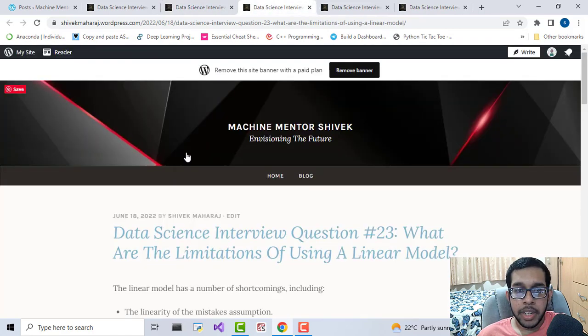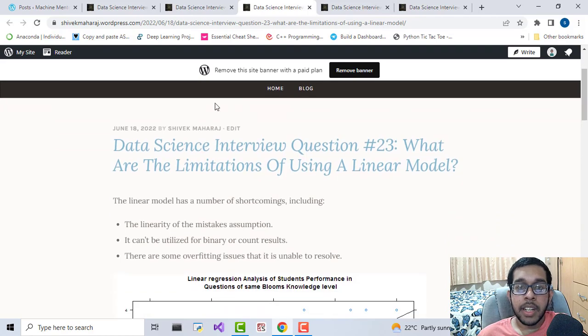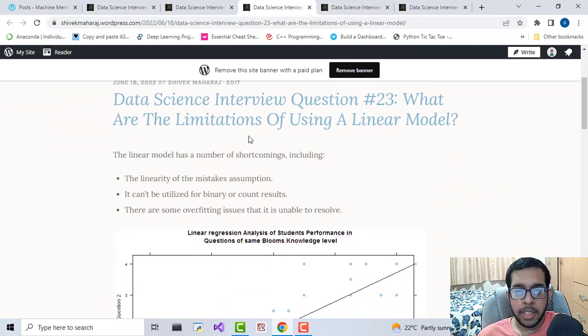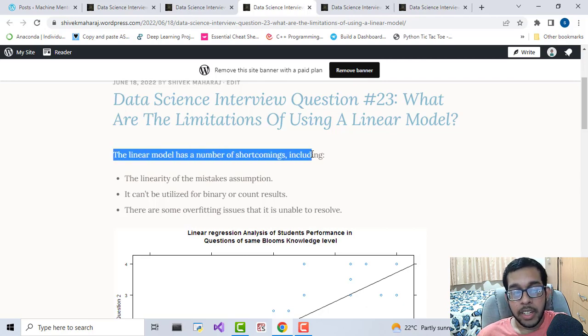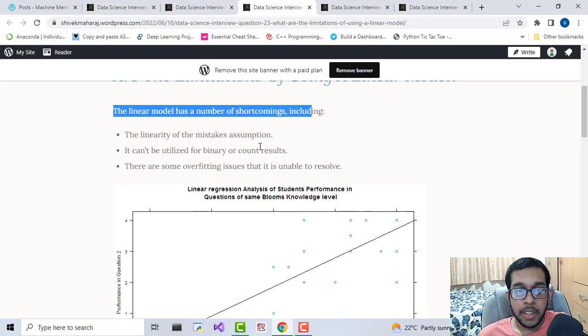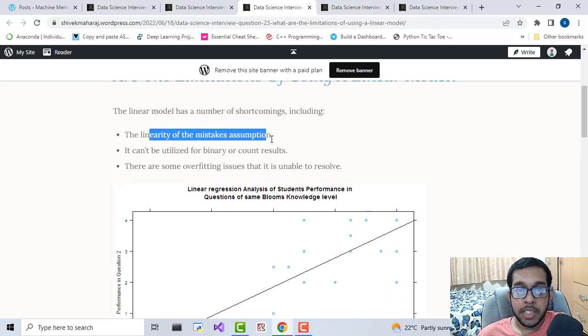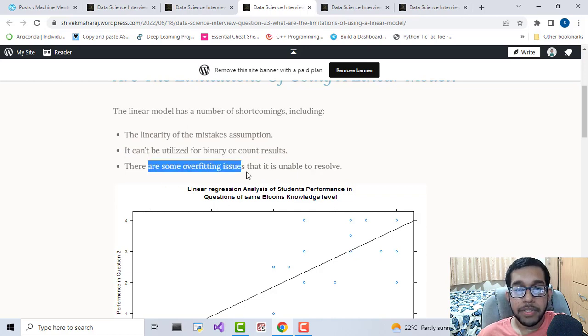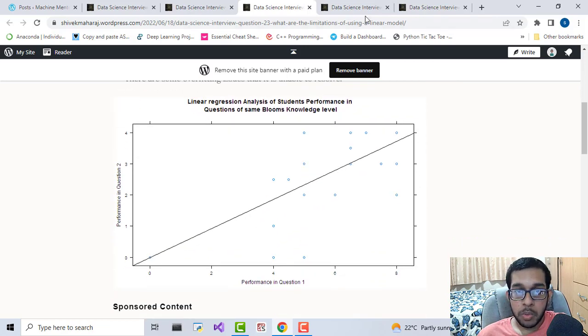On to the next one, we have data science interview question number 23. What are the limitations of using a linear model? The linear model has a number of shortcomings, including the linearity of the mistakes assumption. It can't be utilized for binary or count results. There are some overfitting issues that it is unable to resolve. So that's what we have there.